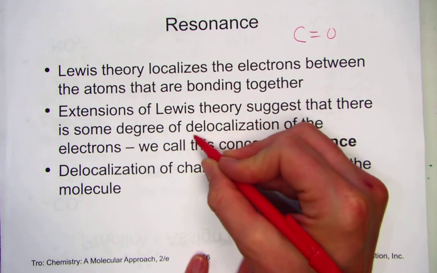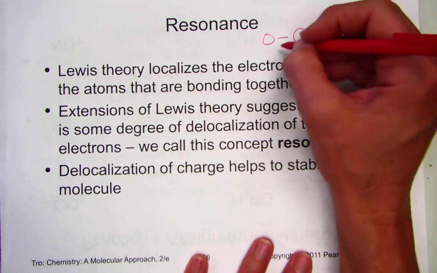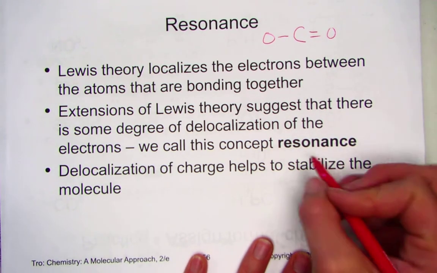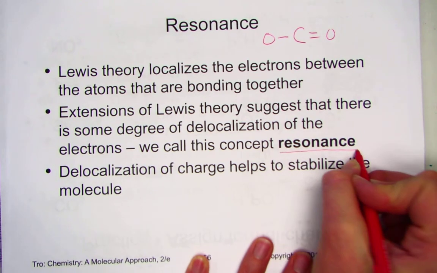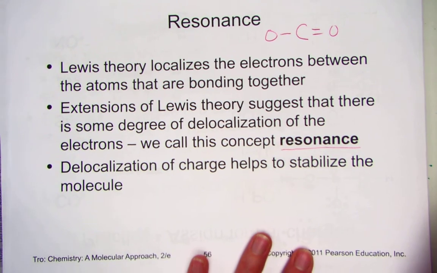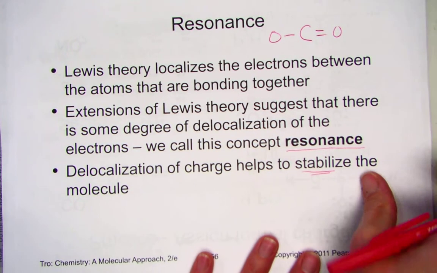That delocalization tends to occur if I have a double and single bond coming back to the same central atom. This concept of not quite being a true single and not quite being a true double bond, but lying somewhere between, is the concept of resonance. This delocalization of charge creates a very stable molecule.